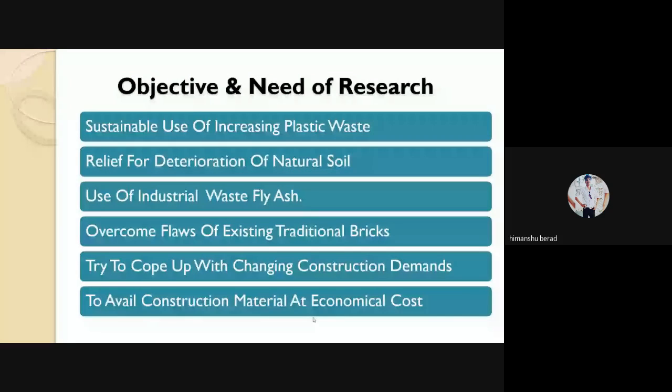Firstly, I will explain the things that motivate us to research in this field. The major factors are that we try to recycle the plastic waste, which is increasing day by day, and we also want to find a cure for the deterioration of natural soil, which is also used in traditional bricks for their making. So these are the two major factors which motivate us. But along with that, we try to overcome the flaws of traditional bricks and try to cope up with the changing construction demands with an economical cost, since it is most important nowadays. Our plus point is we also use the industrial waste fly ash in our prototype, or we can say in our brick.